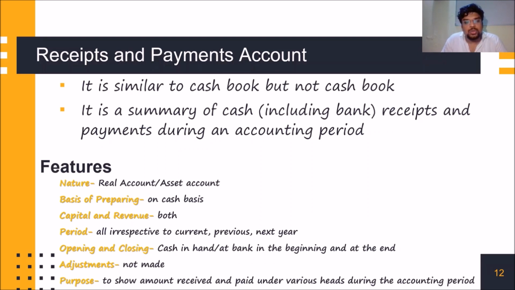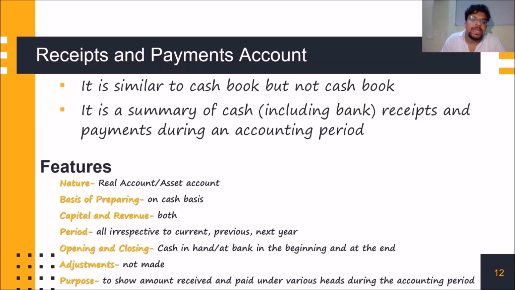Now let's talk about opening and closing. So cash in hand and cash at bank in the beginning and at the end as well. When we start preparing the receipts and payments account, we take the opening balance of cash in hand and cash at bank, and we close the receipts and payments account with the closing balance of cash in hand and cash at bank.